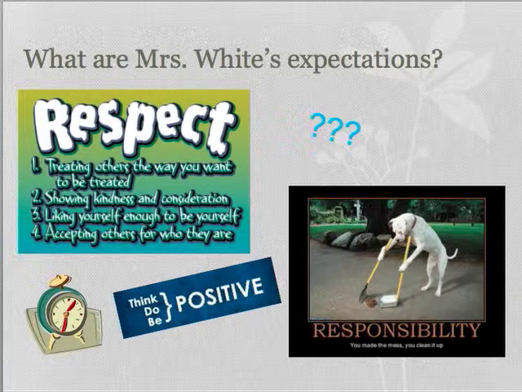Be on time. That means turn your work in on time and be physically in space in this classroom on time.